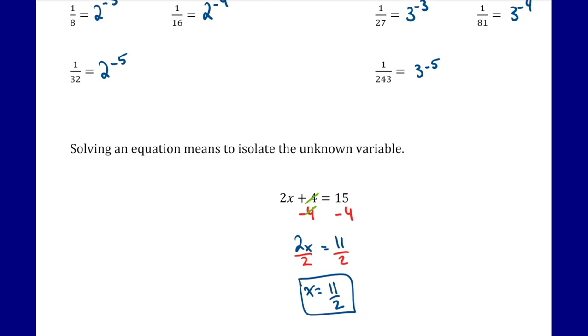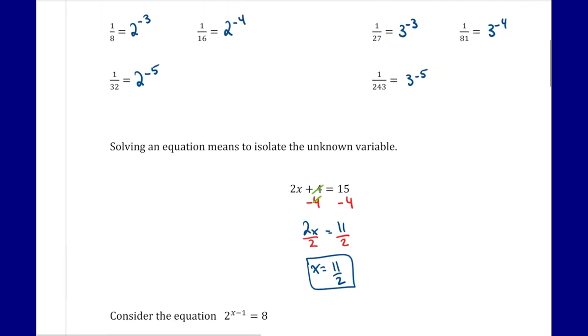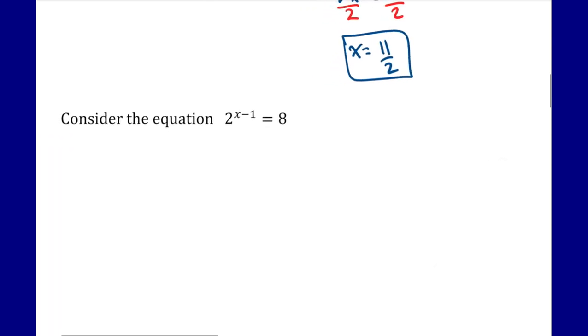So that would be solving a regular equation, but we want to solve exponential equations. So let's consider the following equation here: 2 to the power of x minus 1 equals 8. I can rewrite 8 so that it has a common base, or a base of 2, like such. And when I have common bases, as we see here, this is a base 2, this is a base 2. When we have common bases, we can just compare the exponents.